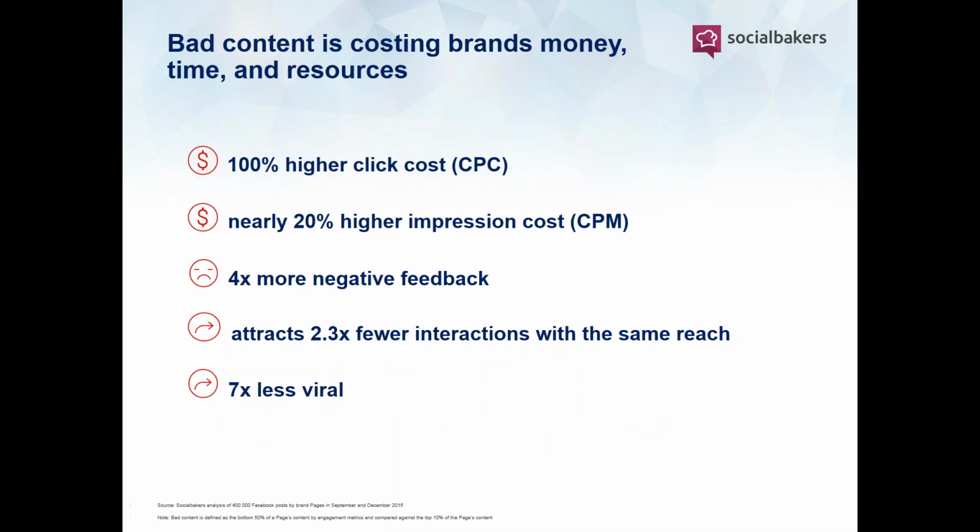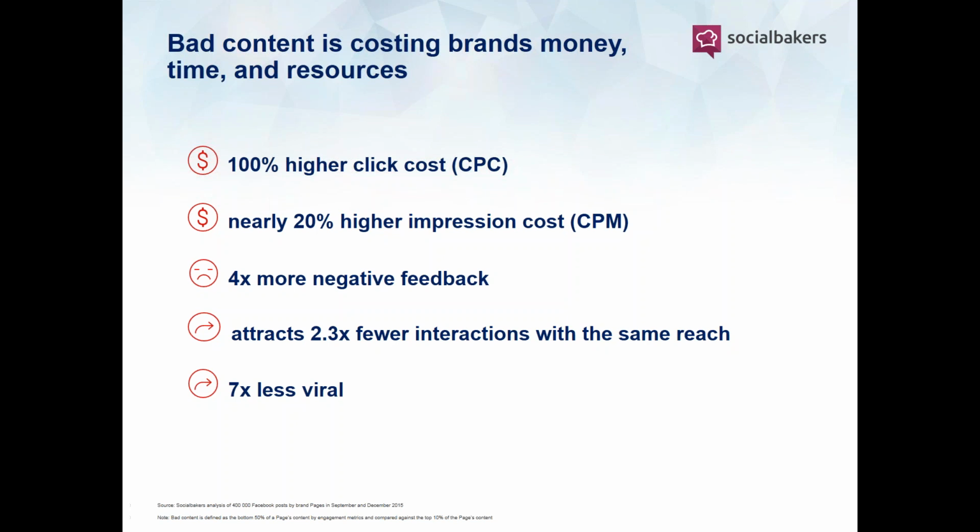Putting out bad content is also quite expensive, and it's something that just happens. I guess it's just part of the business. However, after analyzing over 400,000 Facebook posts within our database from brand pages, we have come up with some really interesting findings. Bad content generates 100% more cost per click than good performing content. Bad content is also 20% more expensive on cost per impression. Bad content has 4 times more negative feedback. So not only is it more expensive per click, per impression, it also has way more negative feedback. So it can actually cause damage to your brand's reputation.